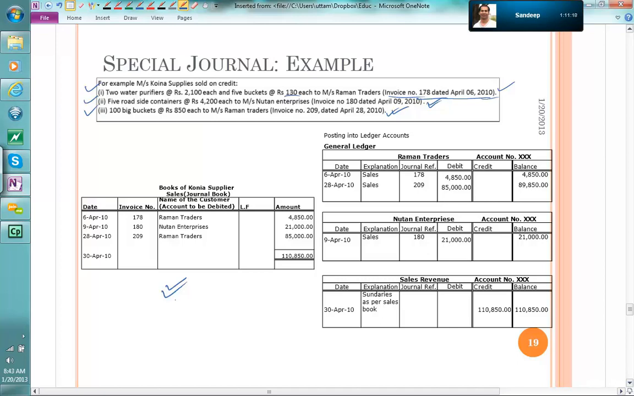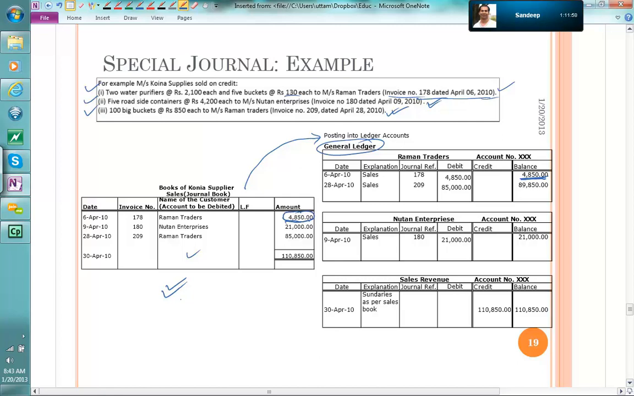Okay, see. Now let's understand posting. When we said posting, it is putting this amount into the relevant T accounts, the general ledger accounts. So at that point of time, you know that if I am using the sales book for posting data, I will put the data into the sales. Okay, so here 4850, this is Raman trader's account. And whatever is the other part of the entry, wherever it should have been entered, those entries are also made.